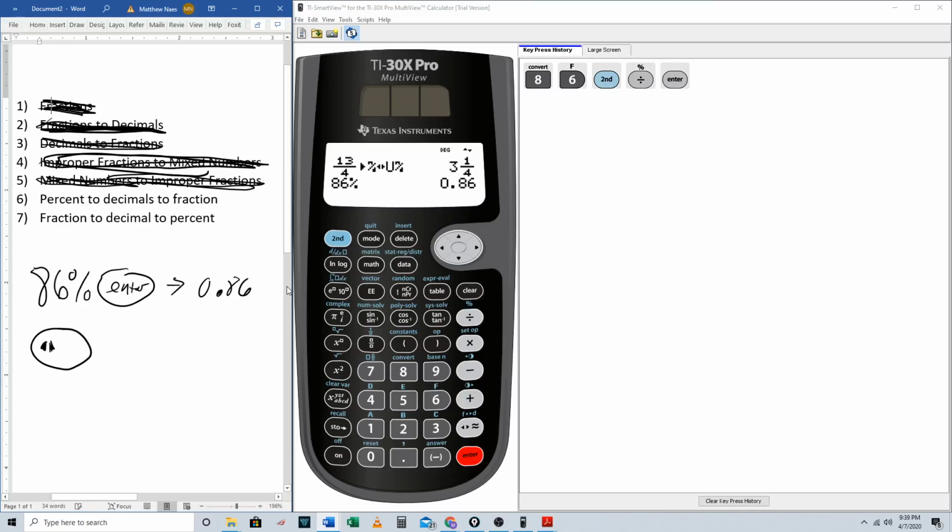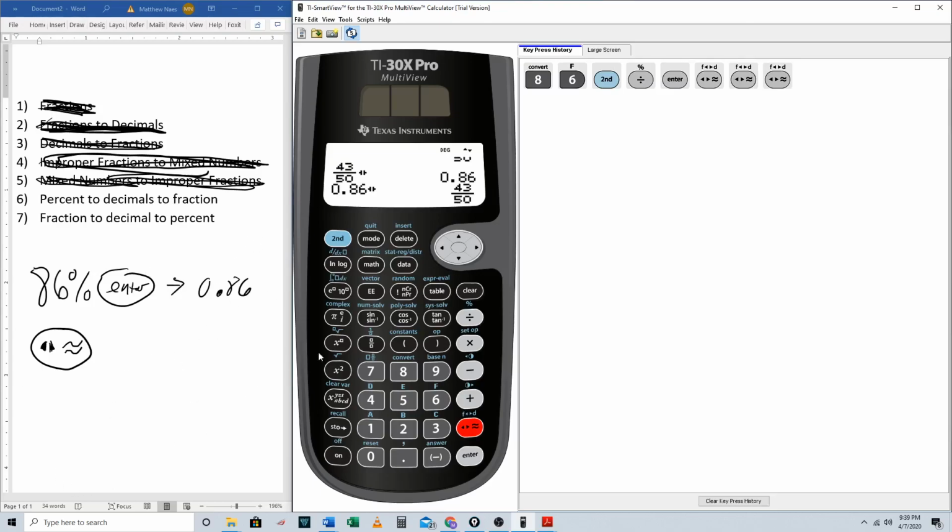By the way, this wavy equal sign means approximately. It's an estimation. Basically this means we're estimating or rounding or giving an approximation. But if I press it, it's going to automatically convert it to a fraction. If I press it again, it converts it to a decimal. Press it again, back to a fraction.